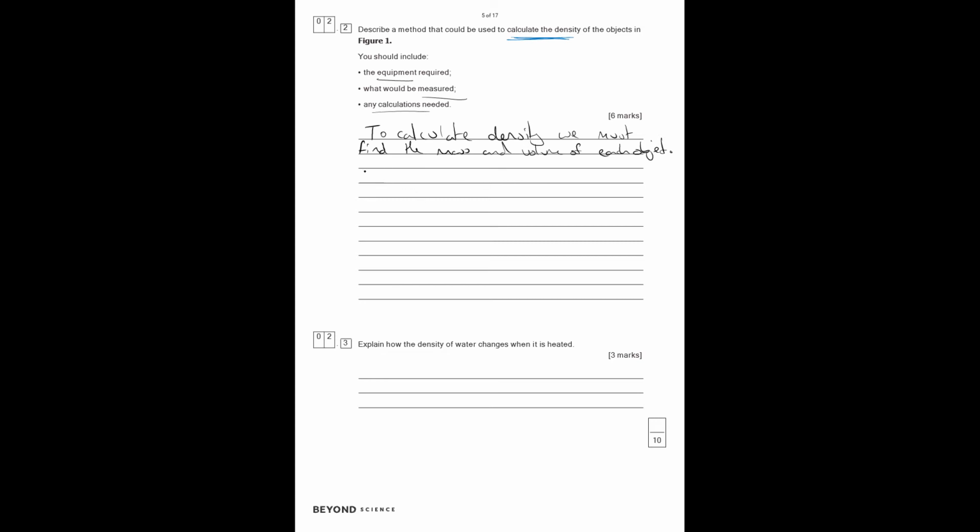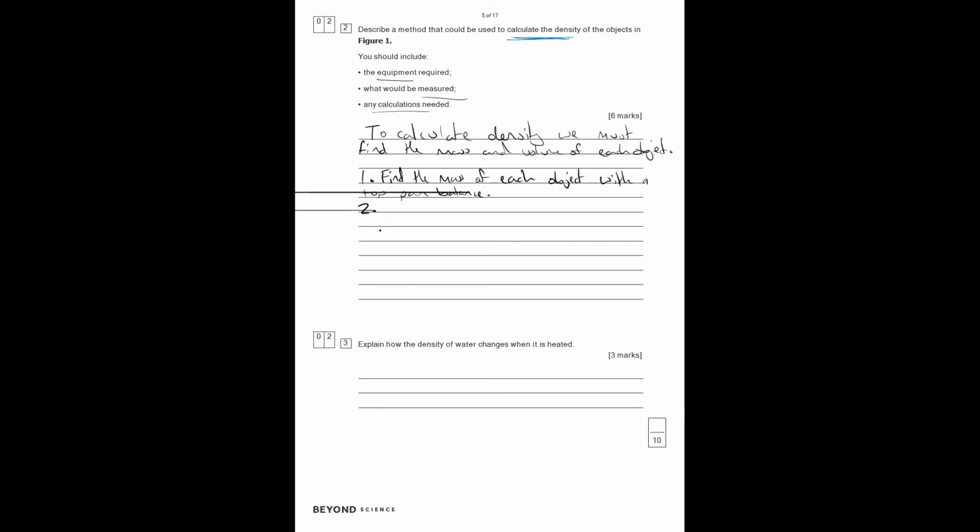So I'm a stickler for this. Write a numbered method. It helps you order your thoughts, and it helps the examiner see your thoughts are ordered too. So number 1, find, I always start with a verb, find the mass of each object with a, you can remember what that's called, top pan balance. Find the mass of each object with the top pan balance. Or you might say record the mass of each object from the top pan balance.